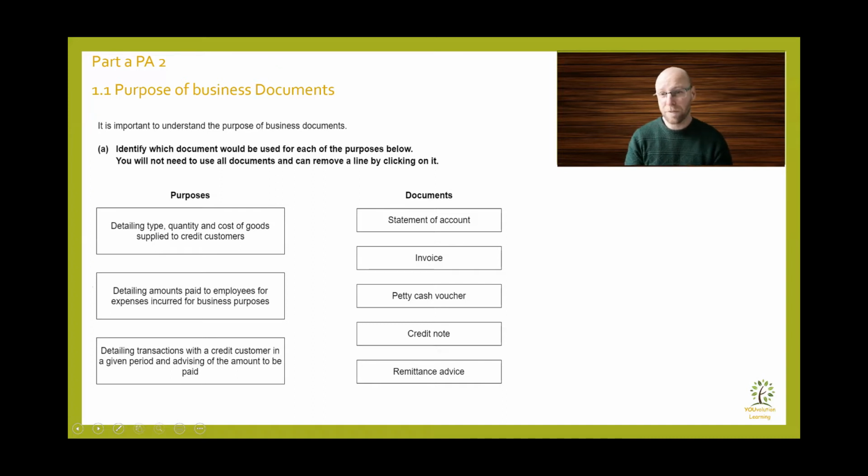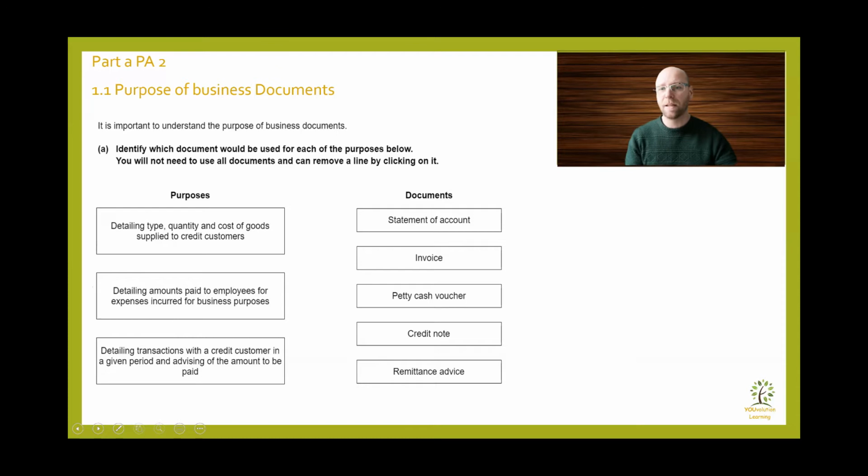Next is an invoice. Now this is raised to confirm the details of goods or services that have been provided to customers. Next we have a petty cash voucher. Now this is an internal document and this is completed to authorize small business expenditure, and it also authorizes staff to be repaid from petty cash for those business expenses that they paid for themselves. That's a petty cash voucher.